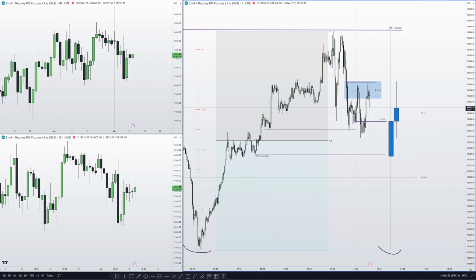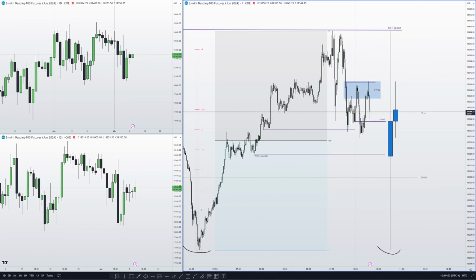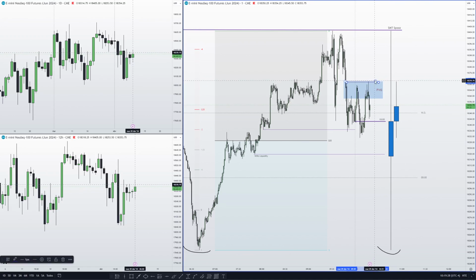Weekly open in play right now. Confirmations below the 10 a.m. opening. And invalidations above this little fair value gap.